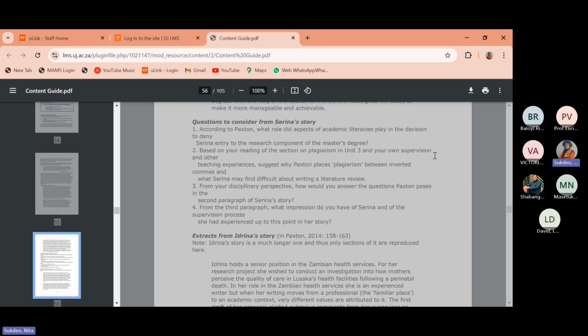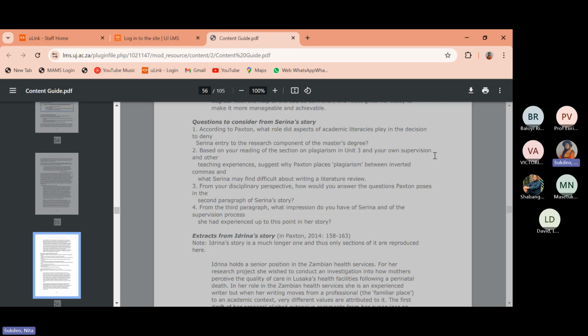Questions to consider from Serena's story. According to Paxton, what role did the aspects of academic literacy play in the decision to deny Serena entry to the research component of the master's degree? And like we said, it meant she had an issue with reading, she had an issue with writing. Not that she couldn't read or write, but academically and on a research basis, she struggled and needed more guidance.